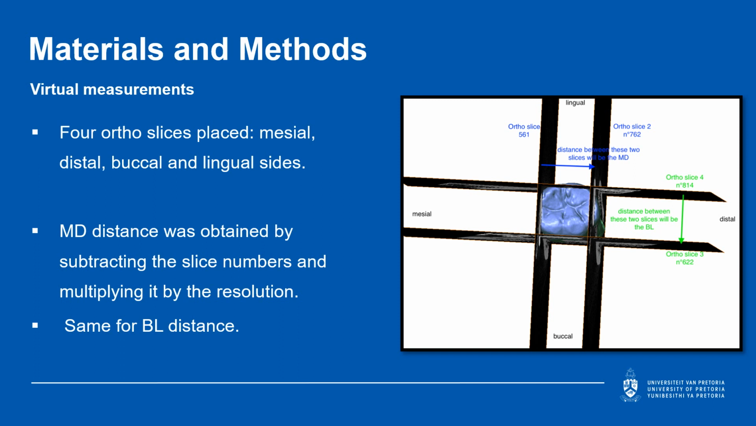The precise and final slice location was determined by the last voxel still visible at the CEG. The slice numbers were then used to calculate the mesiodistal and buccolingual max distance. For example, the mesiodistal distance was obtained by subtracting the distal slice number from the mesial slice number and multiplying that by the resolution of each scan.